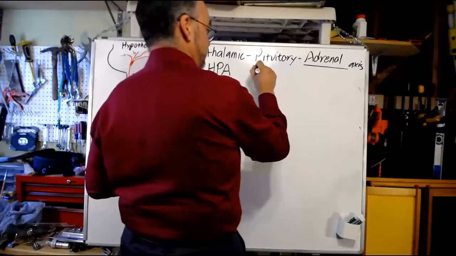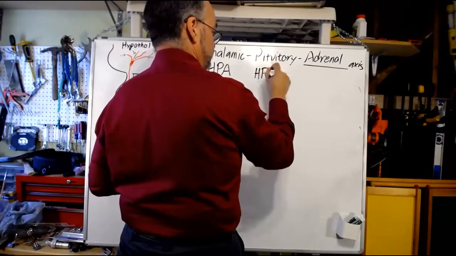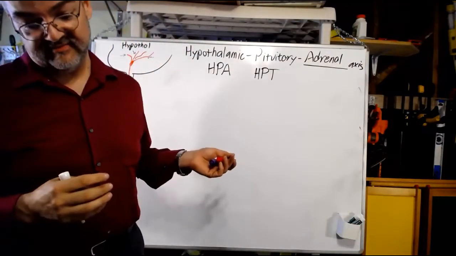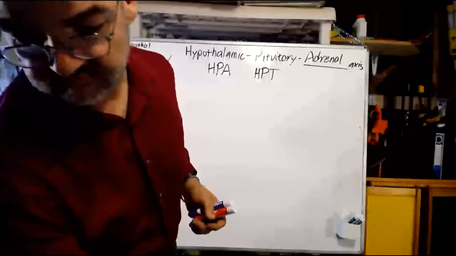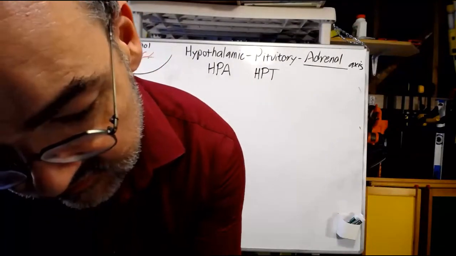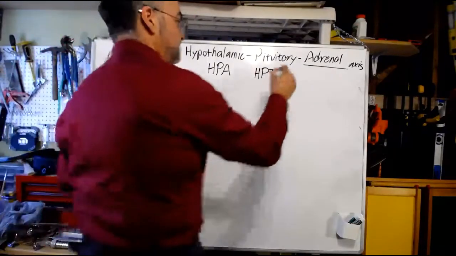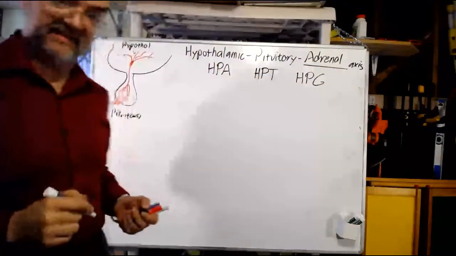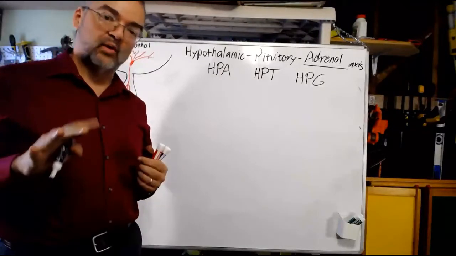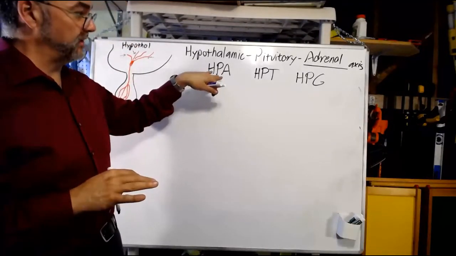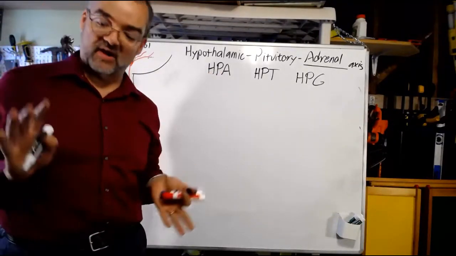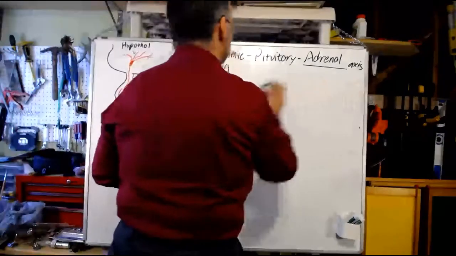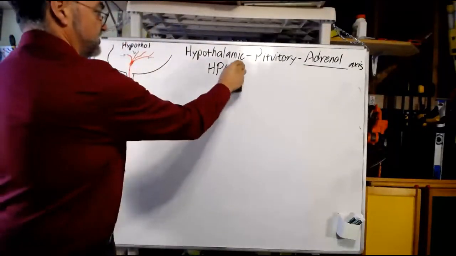Now, there are also a couple of others that work similarly. For example, the hypothalamic pituitary thyroid axis, HPT, and the hypothalamic pituitary gonad axes. All of these work in a somewhat similar way. So we're going to use the hypothalamic pituitary adrenal axis as our model. The other ones are similar.